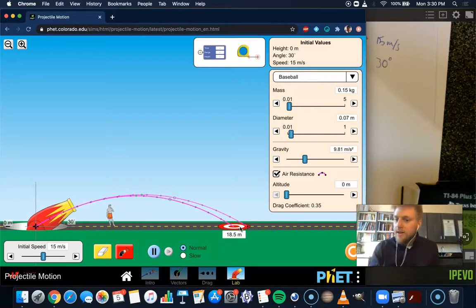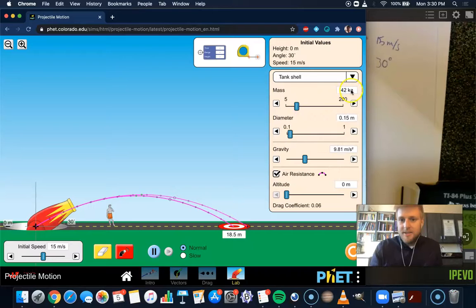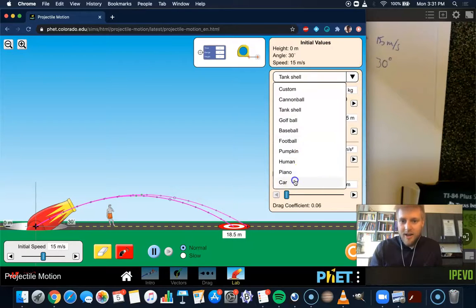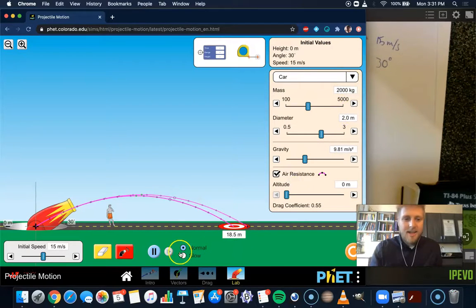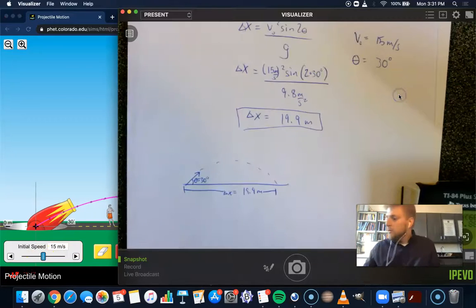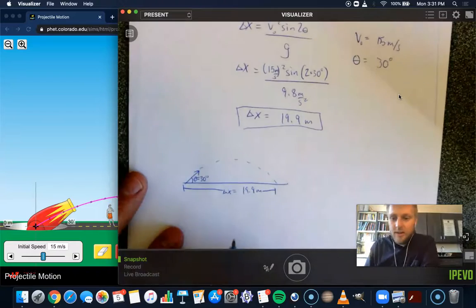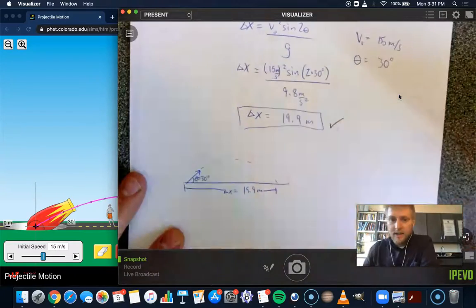Now, to be clear, that's not a general rule. If we throw something else in, for example, let's say a tank shell. No, let's say a car. Okay. What happens with the car? Wow. Car went exactly where we expected, 19.9 meters. So it depends on the air resistance where it will in fact land. So we predicted 19.9 meters with a cannonball. Even with a little bit of air resistance, we got the correct answer.